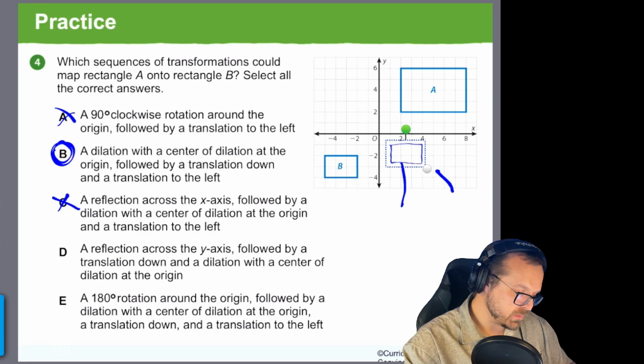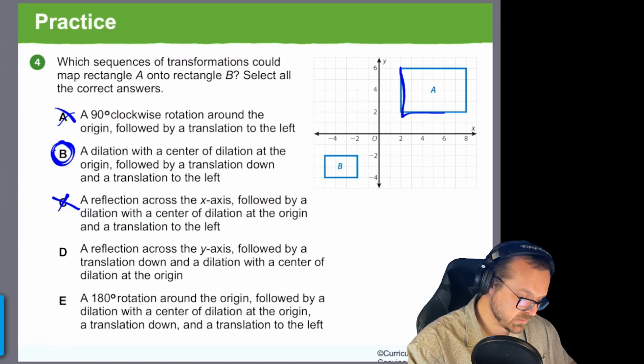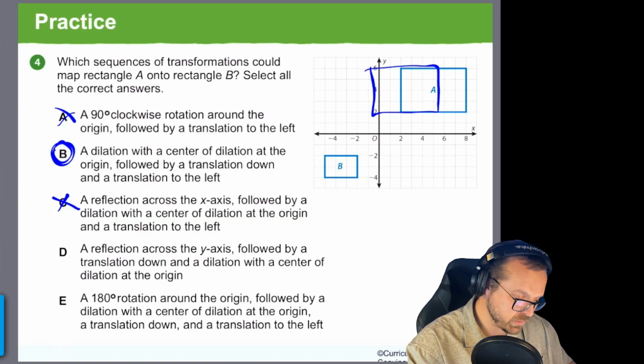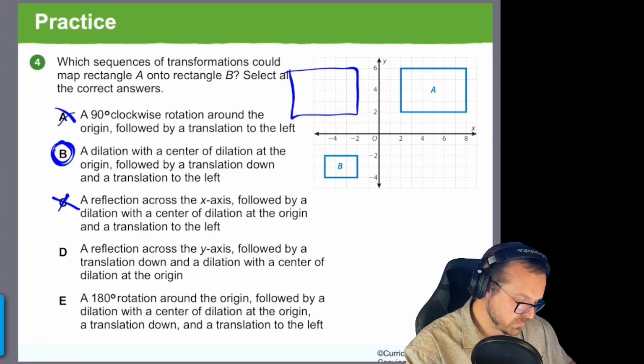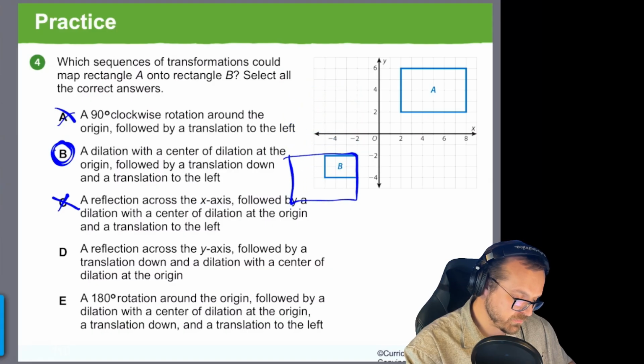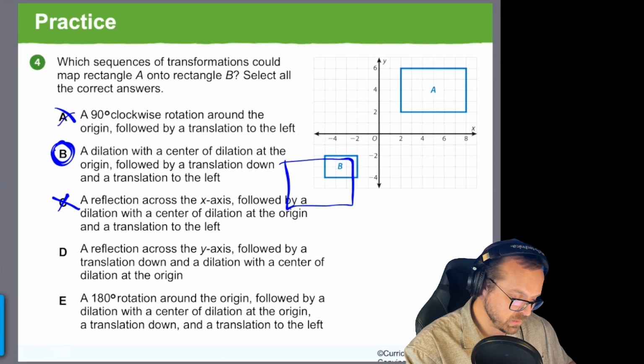All right, what about a reflection across the y-axis followed by a translation down and a dilation? Well, I think so. If we reflect across the y-axis, again, I'm doing a quick sketch to show it, that would put the rectangle about here. And then translating down and a dilation. Oh, you know what? It's not going to work. Because even if I go here, if I dilate, that's going to bring me in closer to the origin, right? So I'd have to be more like here for the dilation to work.